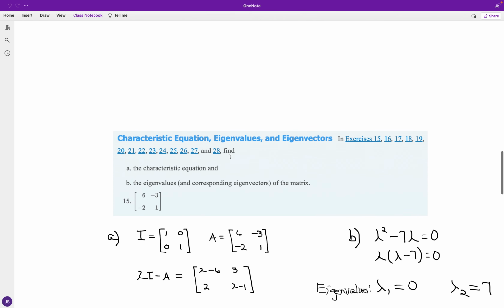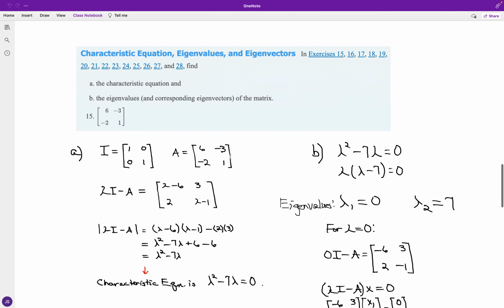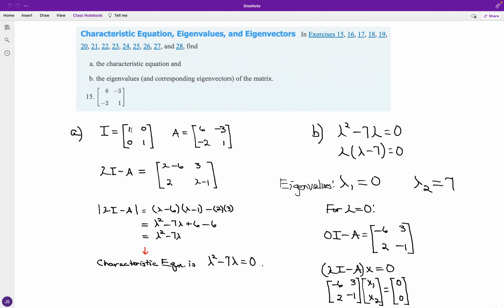Now, in terms of drawing in the characteristic equation as well as eigenvalues and eigenvectors, let's say we are given the coefficient matrix with 6, -3 as well as -2, 1. Just setting things up here, if I take lambda I minus A, corresponding to a 2 by 2 coefficient matrix, we're going to have a 2 by 2 identity matrix. So you have 1, 0, 0, 1, and taking lambda times I and deducting the elements of A.